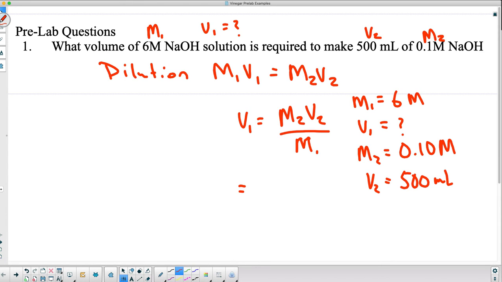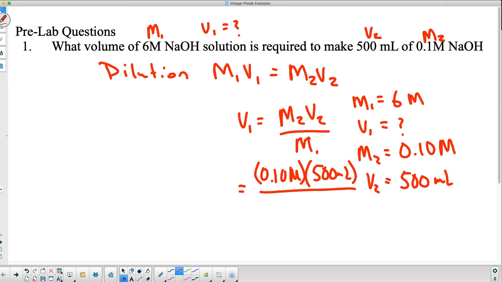So once I plug these in, I end up with 0.10, that's the molarity, that's M2, times V2, which is 500 milliliters. And we don't have to change milliliters this time, which is nice because we will have to change it for other things. But once I multiply these two and divide by 6, I end up with 8.3 milliliters. That's what I'm left with because the molarity cancels. And that's my V1 right there. So there's the answer. That's the amount of the extra concentrated sodium hydroxide that we would need. Okay, let's move on to the next one.